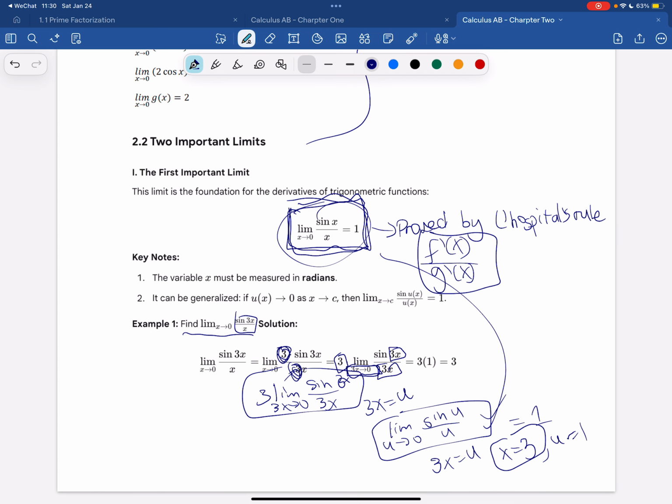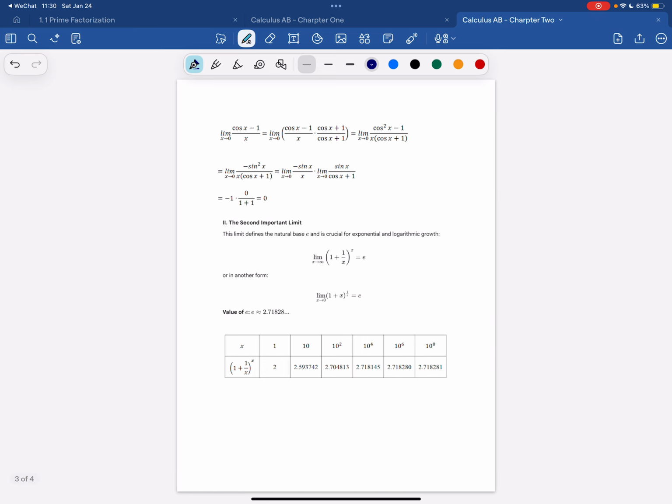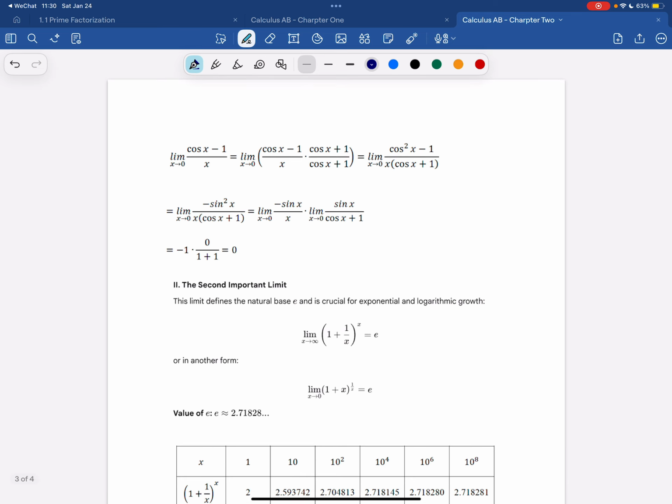Okay, so moving on after the first limit, we are going to talk about another part, which is the second important limit. And the second important limit, we are going to talk about in our next class.